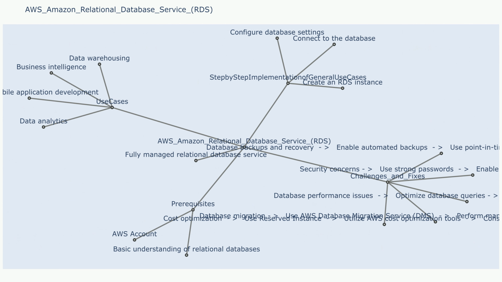Use point-in-time recovery. Recover data to a specific point in time using point-in-time recovery capabilities. Implement a disaster recovery plan. Create a disaster recovery plan, including backup strategies and procedures for recovering data in case of an outage.